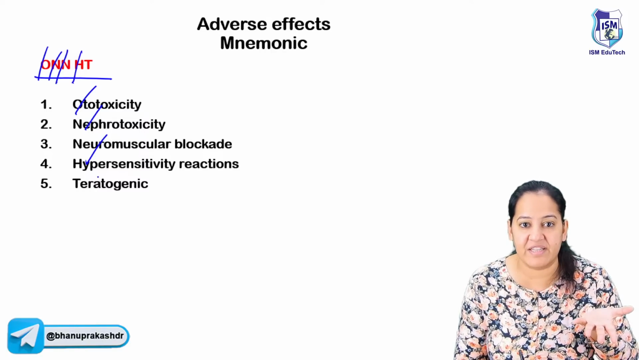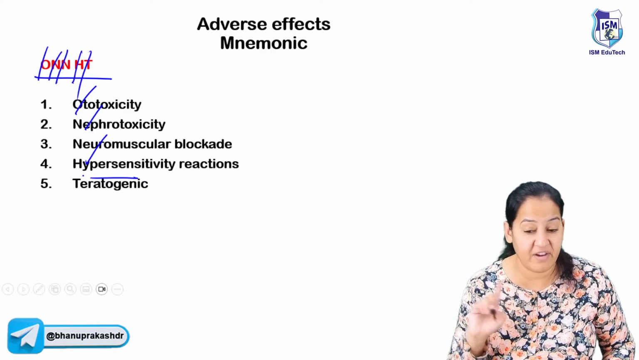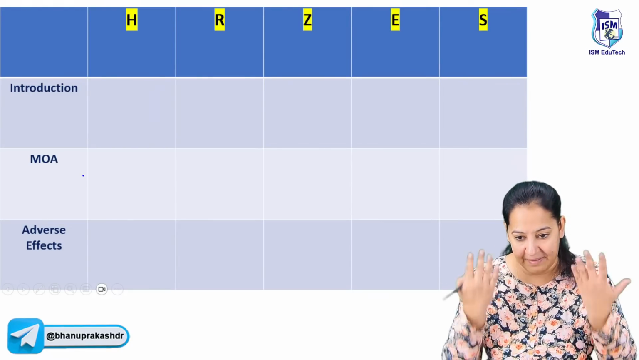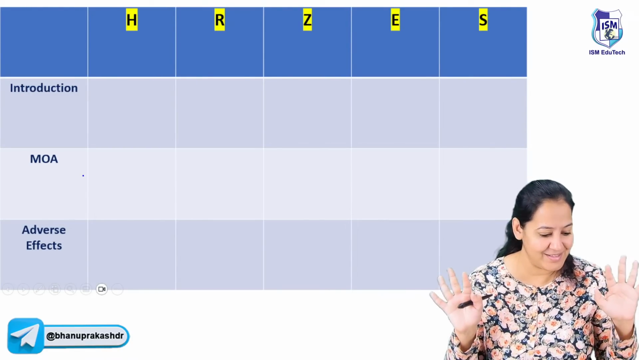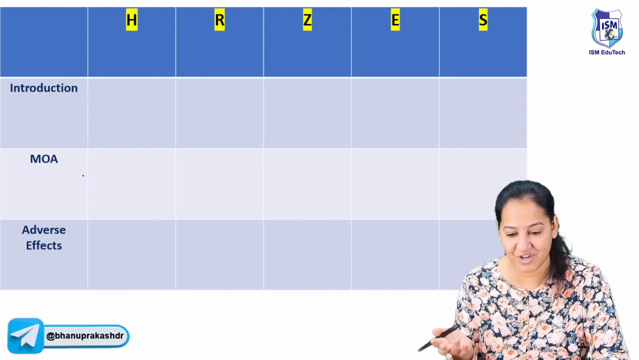H is hypersensitivity, that is allergy, and T is teratogenic. Never give S to a pregnant lady. So tell me, we are done. I guess we are done. Can we fill this table quickly? Coming on the next question then.